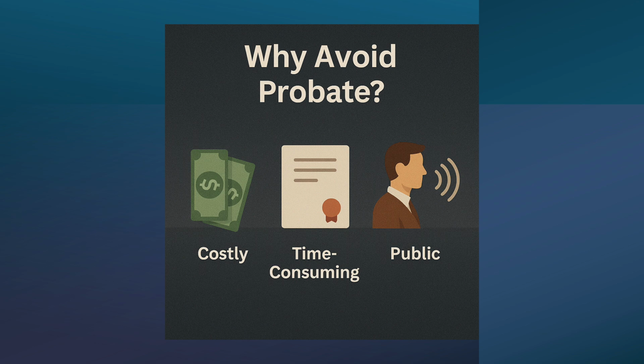Why do people want to avoid probate? Probate can be slow, sometimes taking months or even years. It can be costly, especially if attorney's fees or court costs are high. Finally, probate is a public process, and that can raise some privacy concerns. Avoiding probate can streamline administration and protect family privacy. We'll talk more about how estate planning can help people avoid probate in more detail later on in this course.